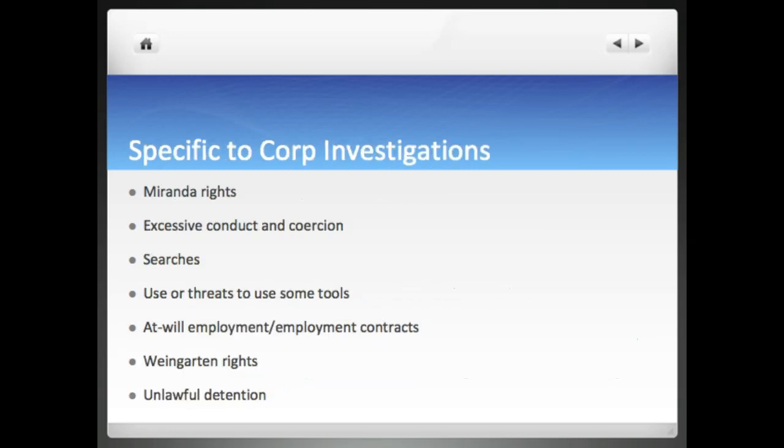Even though there are literally hundreds of things we could talk about that impact corporate investigations from a legal perspective, I'd like to concentrate on the Miranda rights, which those of you in criminal justice courses know, and we'll go over that. Then excessive conduct, coercion, searches, use of threats and some tools as threats, what at-will employment is and is not, the Weingarten rights, which are part of the union interviews we talked about, and then unlawful detention, which goes beyond investigations into the private security realm itself, but is also a warning for investigators. So let's look at each one of those individually.